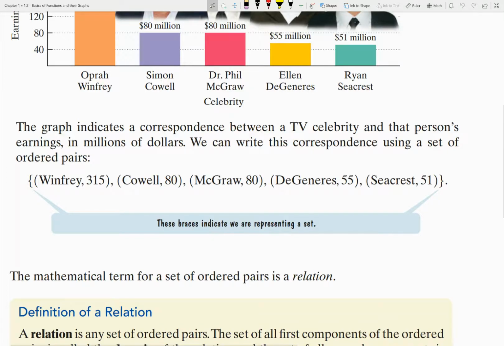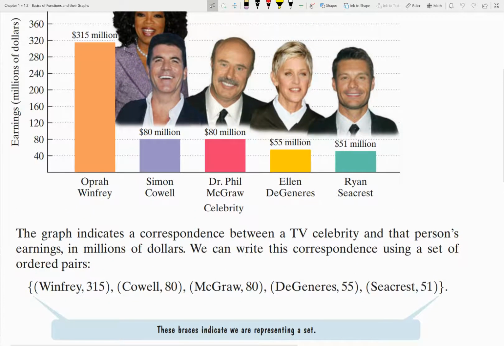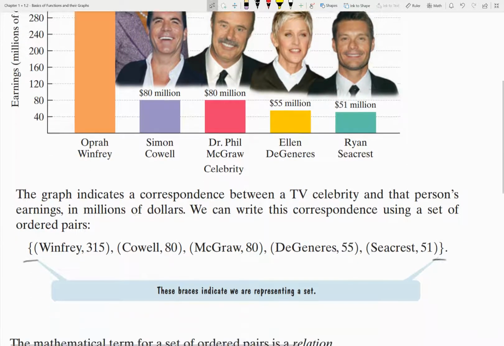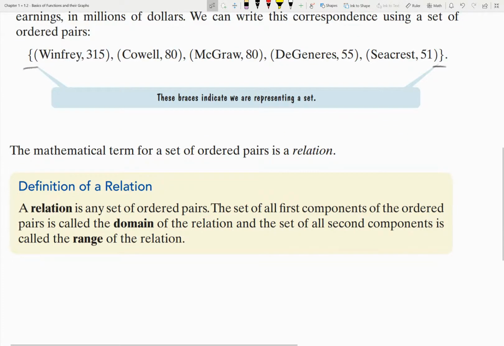And you can see that we can make a set out of this by putting the braces on the edge there and just making ordered pairs with the person's name, comma, how much money they made. Okay, and now that we made a set out of these data points, we have made a relation. So the mathematical term for a set of ordered pairs is called a relation. And a relation is any set of ordered pairs. Could be people's names, could be numbers, doesn't matter.